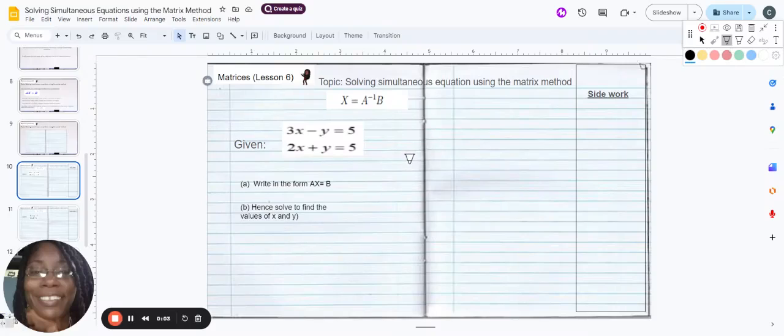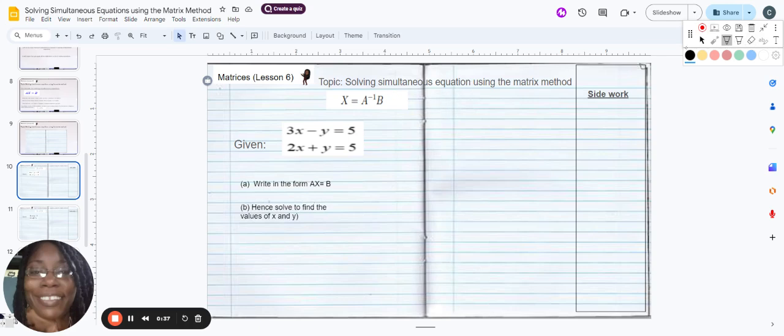Okay, let's look at some examples of solving these. So here they're giving you an example of a simultaneous equation: 3x minus y is equal to 5, 2x plus y is equal to 5. Question A says, write in the form AX equals B. Hence, solve to find the values of x and y.